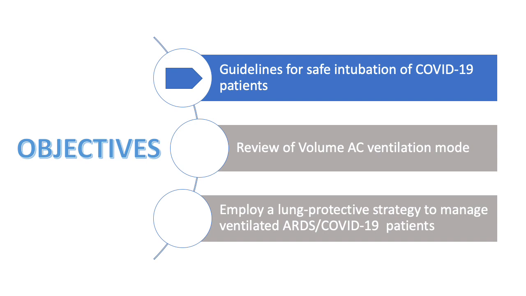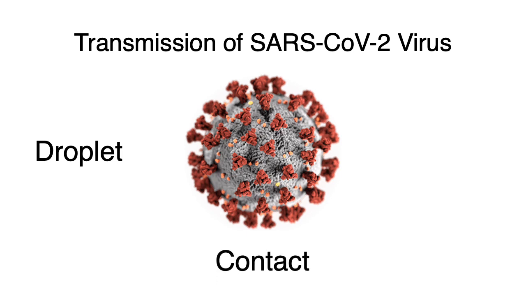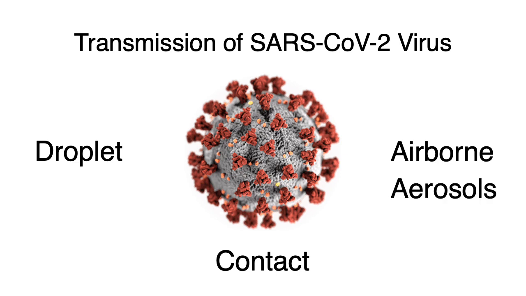So let's start with guidelines for safe intubation of these patients. The SARS-CoV-2 virus is highly infective and easily transmitted. The primary method of transmission is respiratory droplets, but contact isolation precautions are also necessary since the virus lives for an extended period of time on surfaces, and there is some indication that the fecal-oral route is also possible. While the virus itself is likely not airborne, those respiratory droplets do aerosolize, especially during respiratory procedures, necessitating airborne precautions as well.